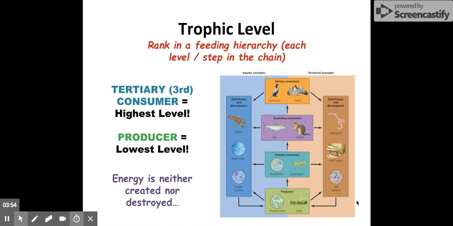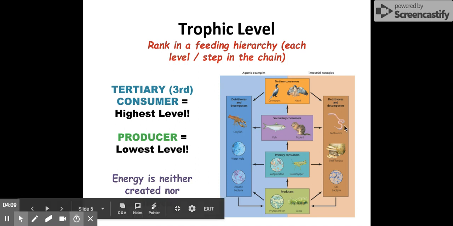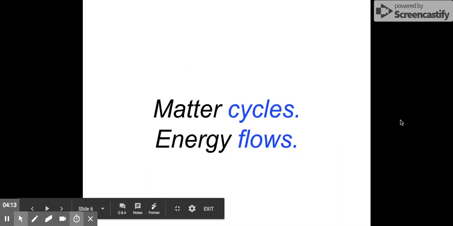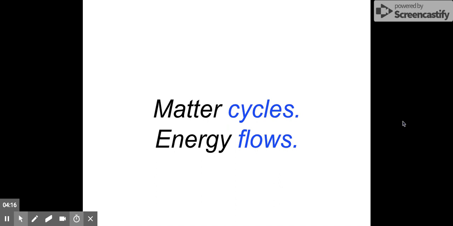Even though that energy is lost to the ecosystem, it's not lost totally. So the rule of energy not being created or destroyed still applies. Instead, that energy just gets lost as heat and radiated out to space. It's still there, just not available to the ecosystem. But this brings up a very important concept. Matter cycles, but energy flows.